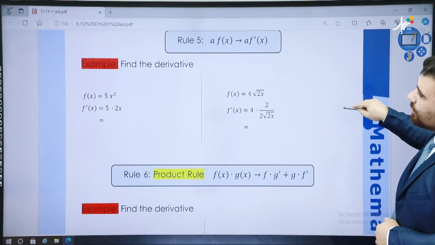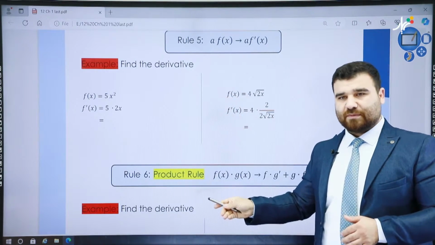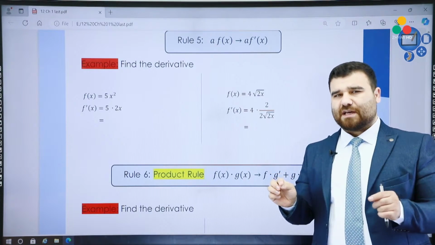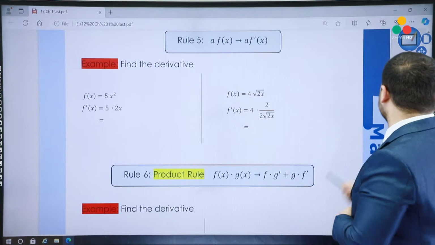So I'm saying that again, when you do derivatives, simplify the question until it's in the simplest form, because in multiple choice questions, the choices are always either simplest or like one step before the simplest.